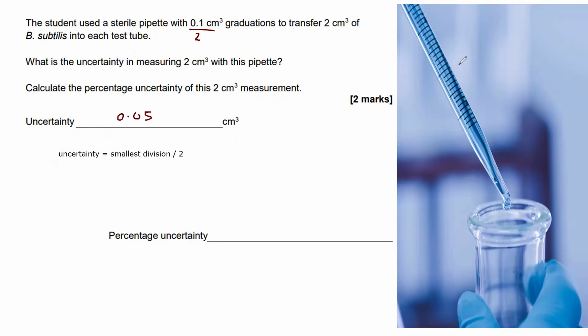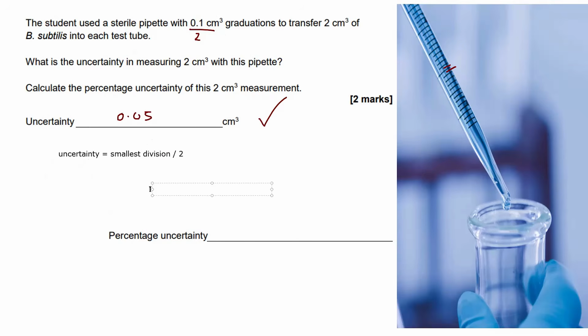And that's because essentially when you're measuring something, you never know whether it's on that line or that line. So it can always be either there or there. It can be 0.05 out, basically. It can be a little bit out. So everything will always have an uncertainty of half the smallest division. Anywho, that's 1 mark.